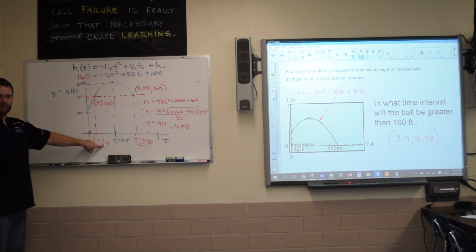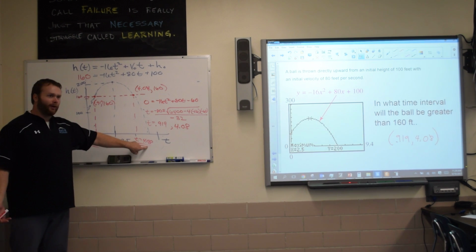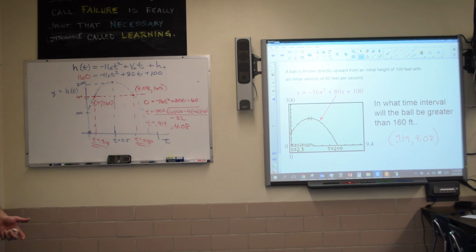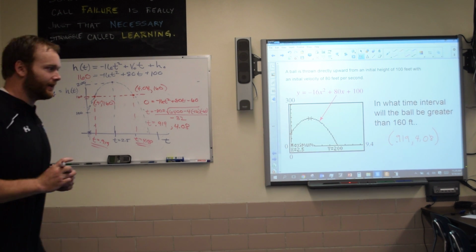Does that make sense? Okay. This one, I don't know, we rounded that one down, I think. So you would exclude that one. Okay, but I'm not going to really argue that. Let's put just open parentheses there. Because anything greater than 0.919 and less than 4.08 will definitely be greater than 160. Does that make sense? Let's show how we can get that on our calculator.